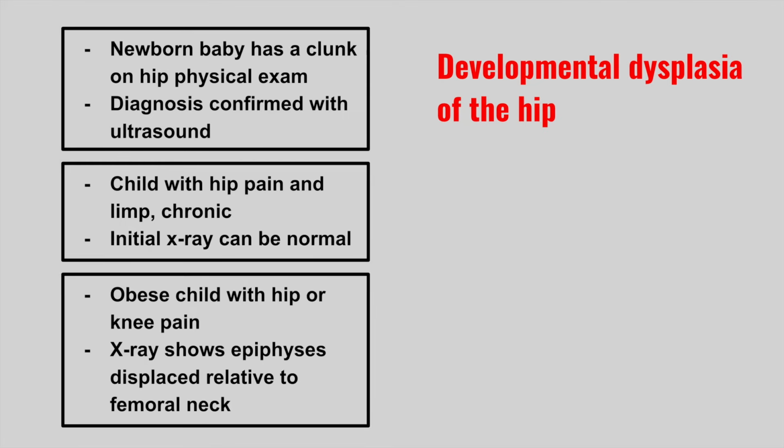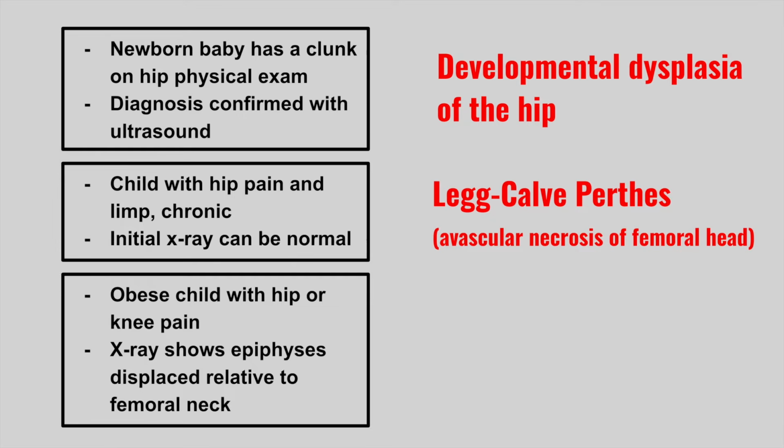Next, we have a child with hip pain and a limp, and it's chronic, and the initial x-ray can be normal. So this is Legg-Calvé-Perthes disease, and it's due to idiopathic avascular necrosis of the femoral head.